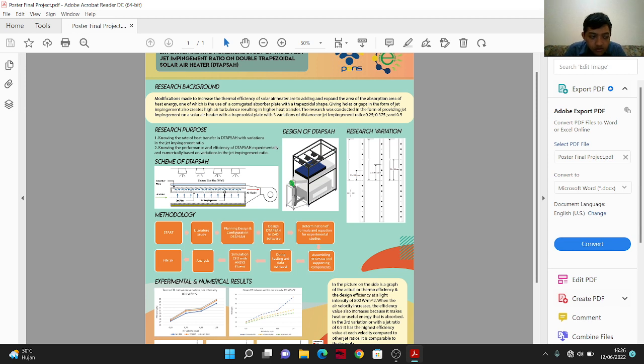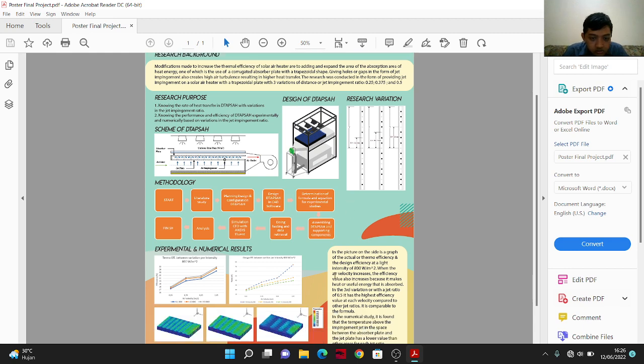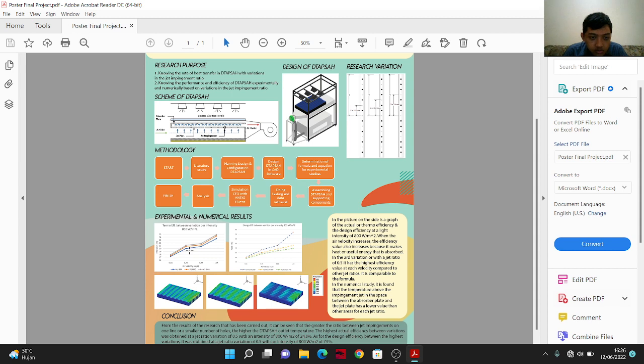The numerical step is the simulation using CFD with ANSYS Fluent. After that we do analysis, and after that it is finished. And this is a picture of the experimental and numerical results.